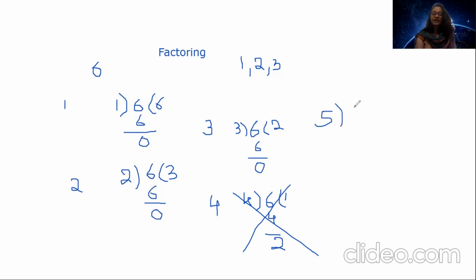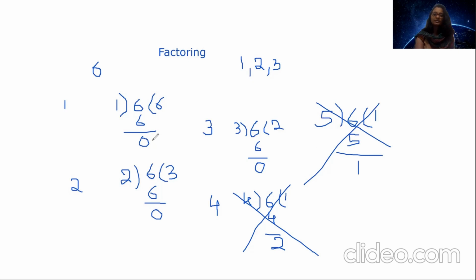I'm dividing 5 by 6. 5 times table is 6? No, it cannot come. 5 ones are 5. And I am getting the remainder as 1. So this also cannot be a factor of 6.